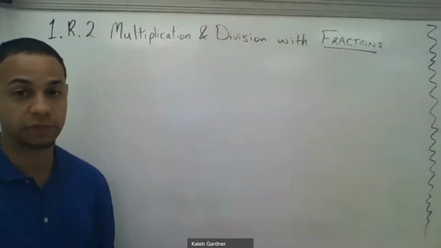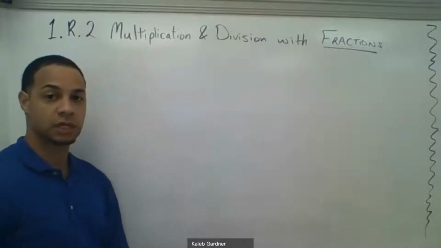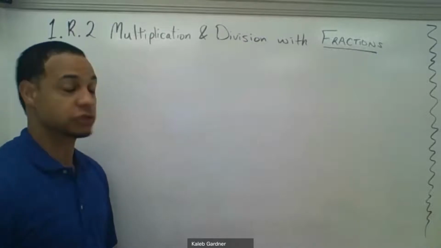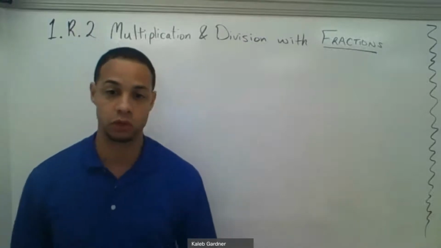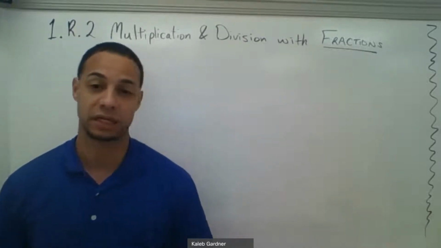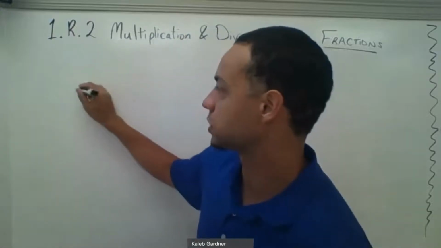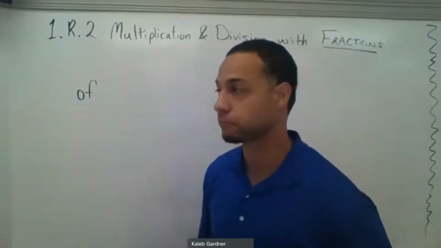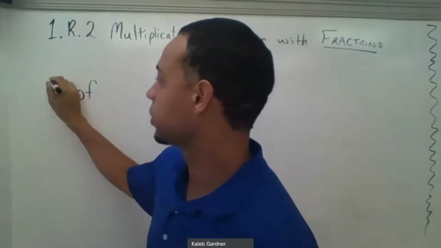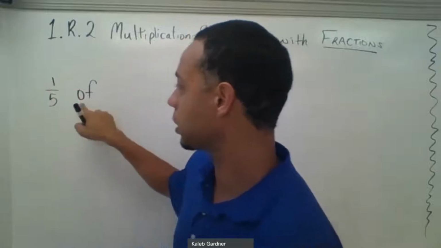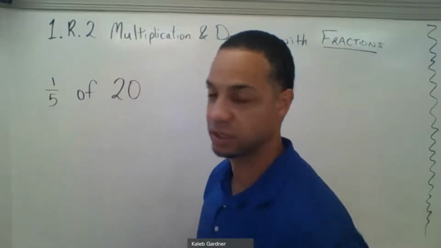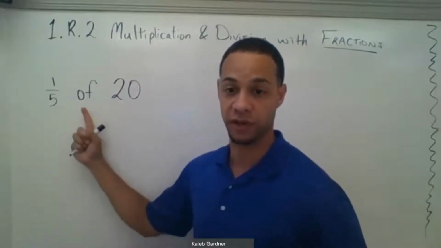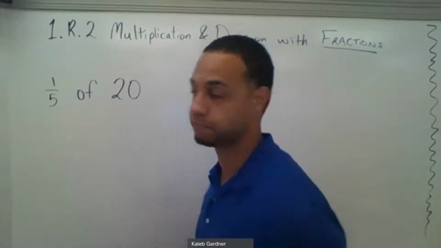Our first lesson that we're going to be covering this semester is multiplication and division with fractions. In order to start, we first need to go over some key vocabulary. So let's introduce a few vocabulary words. The vocabulary word "of" in math means multiply. So I could say, what is 1/5 of 20? And you would multiply those two numbers. We'll do that in a minute. I just wanted to introduce the fact that "of" means multiply.